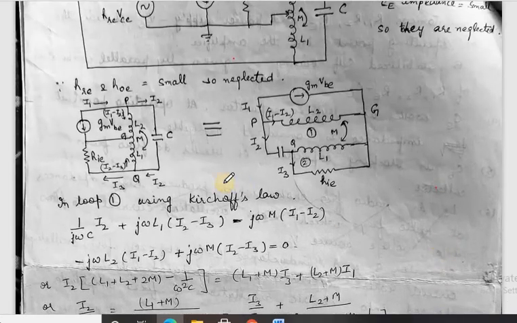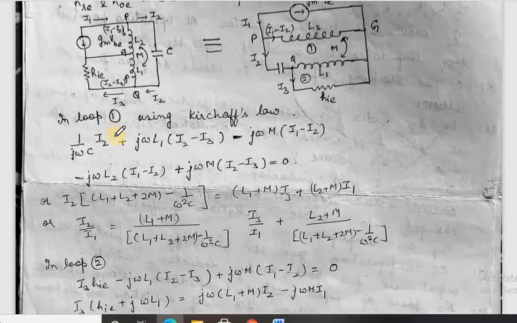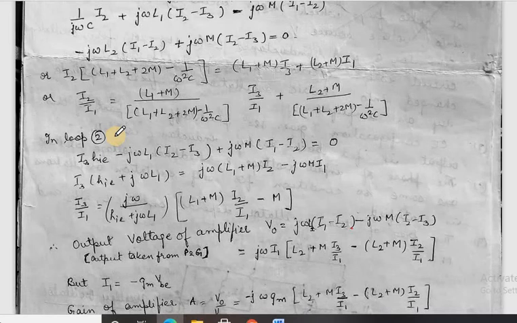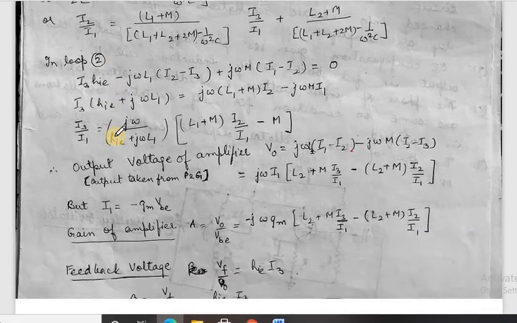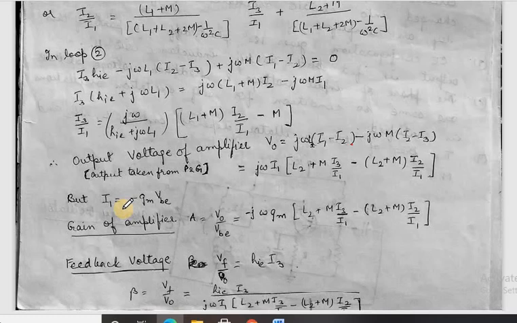Then we'll discuss what the I1 current is. Now the I1 current is the current flowing through this current source, and the current source is GMVBE. So here we can easily define I1. What is I1? I1, as defined through the current source, is minus GMVBE.